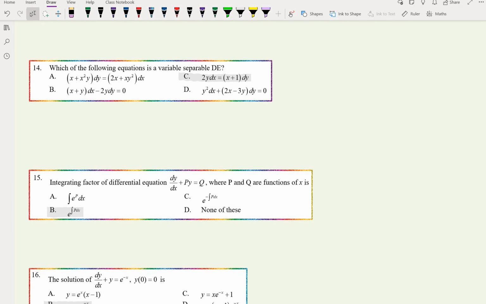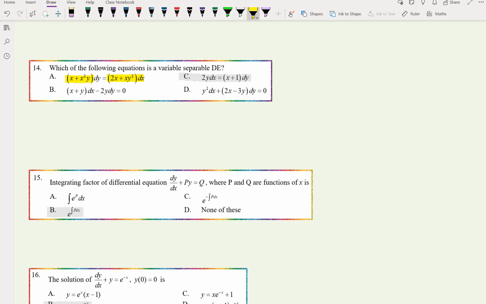Okay, next for question 14. The question says which of the following is a separable variable differential equation. So here you have to check one by one. But the tip I always give students is that we can see X and Y are not sitting together. There will not be x plus y or x minus y. For question A we have x plus x squared y. So you cannot separate y just like that from x. Therefore that is not separable.